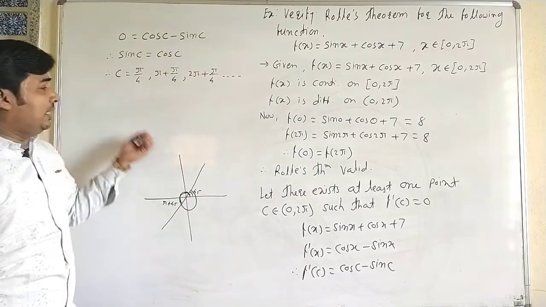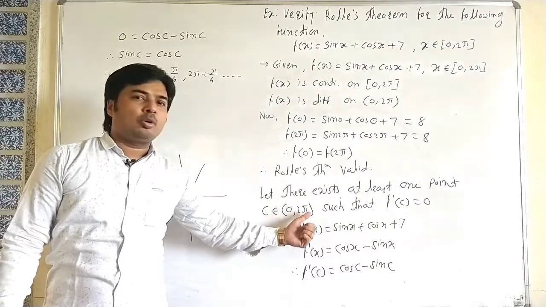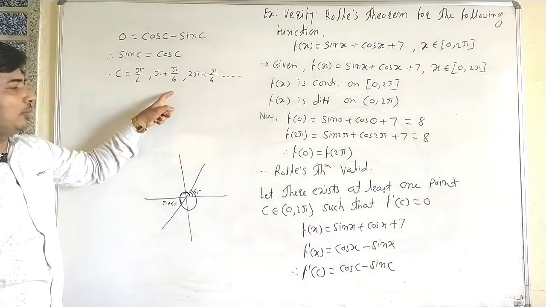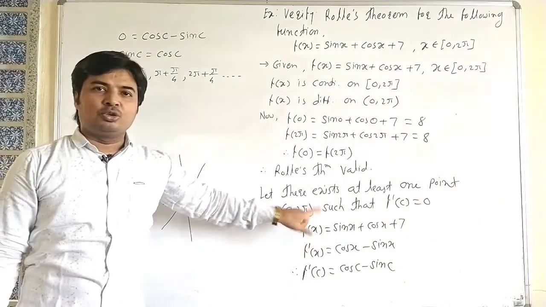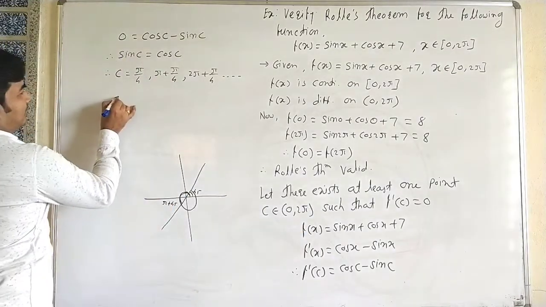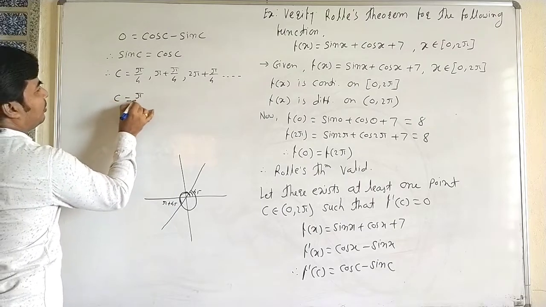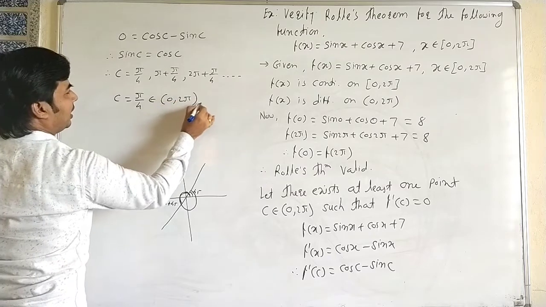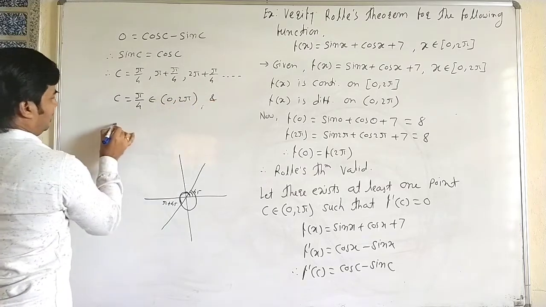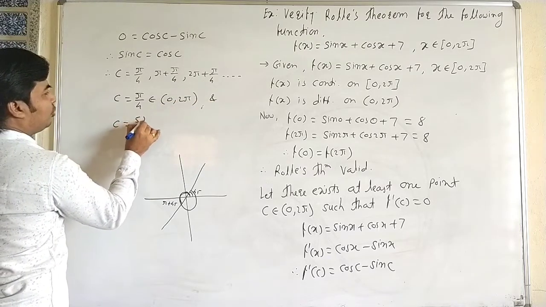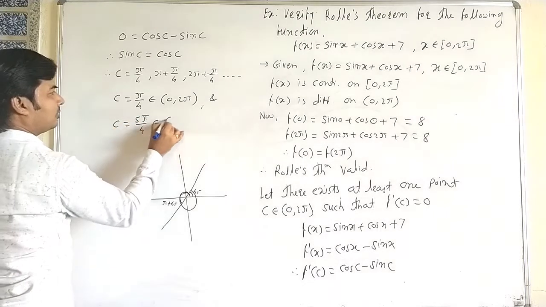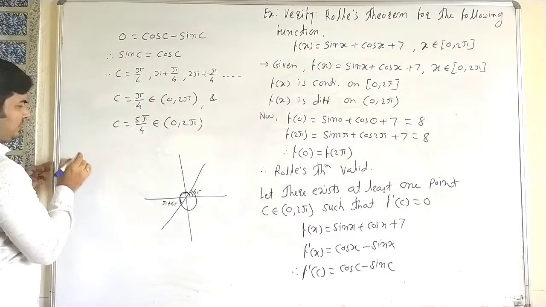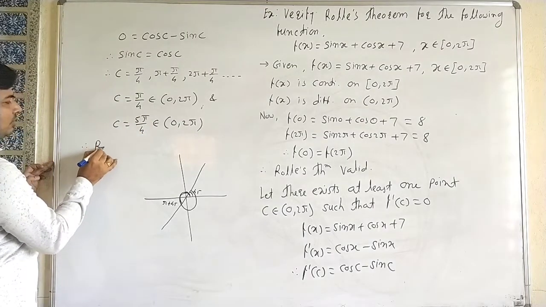But we want to find at least one value in the interval 0, 2 pi, and there are two values, pi by 4 and pi plus pi by 4 in the 0, 2 pi. Here c is equal to pi by 4 belongs to 0, 2 pi, and c is equal to 5 pi by 4 also belongs to 0, 2 pi. We want at least one point. There are 2 points, and therefore Rolle's theorem verified.